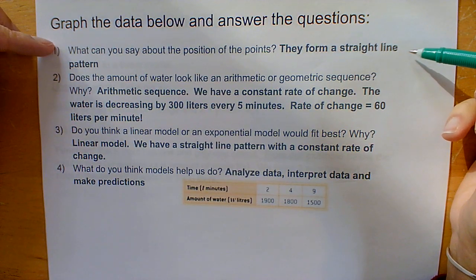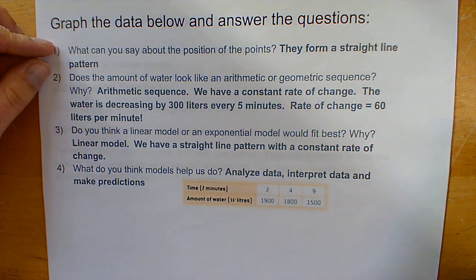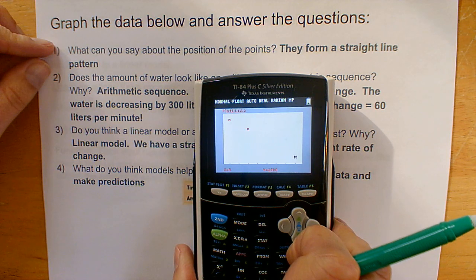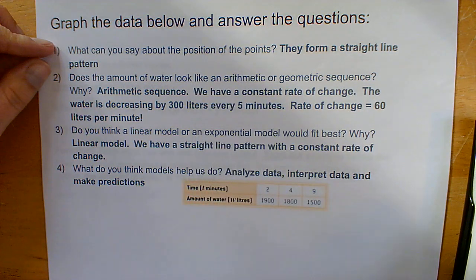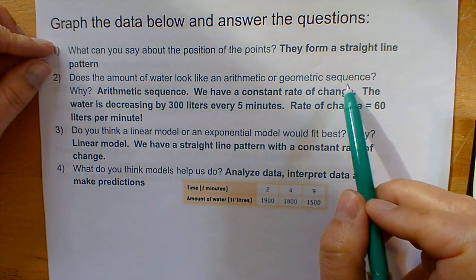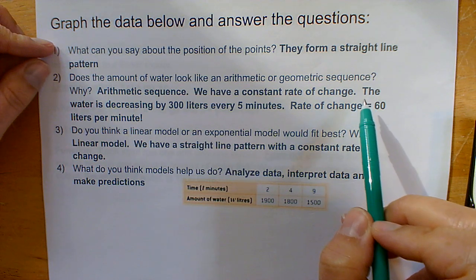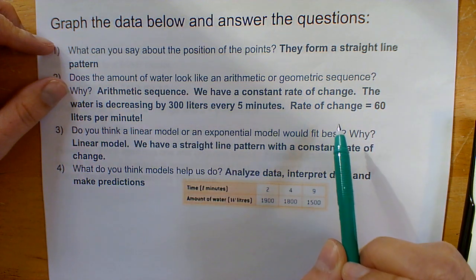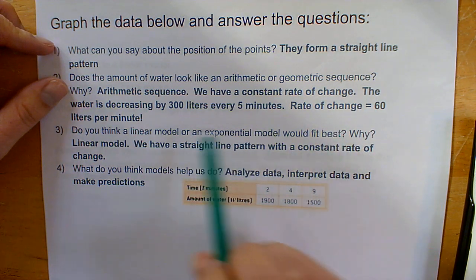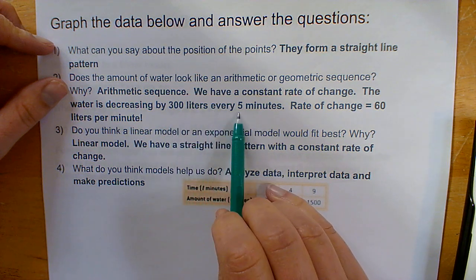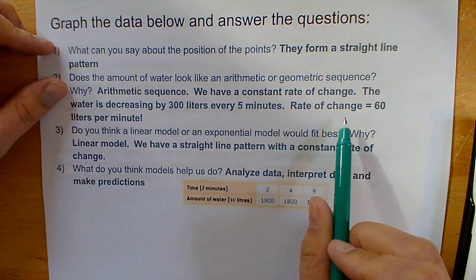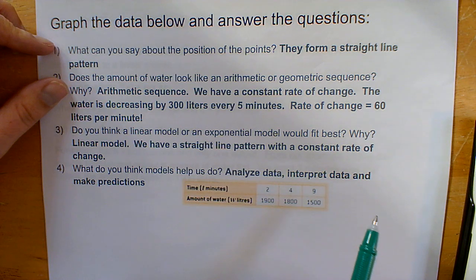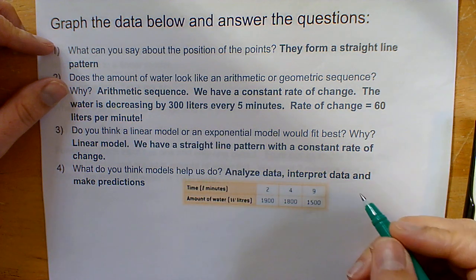Number 1, what can you say about the position of the points? Well, if we look, the positions of the points form a straight line if we connected them. Does the amount of water look like an arithmetic or geometric sequence, and why? It's an arithmetic sequence. We have a constant rate of change. The water is decreasing by 300 liters every 5 minutes, which means the rate of change is 60 liters per minute. We're losing 60 liters.